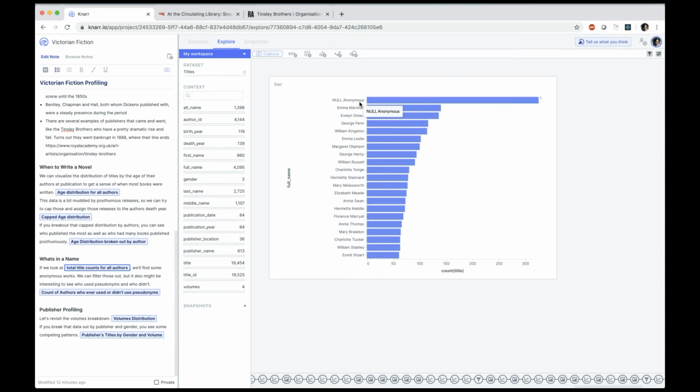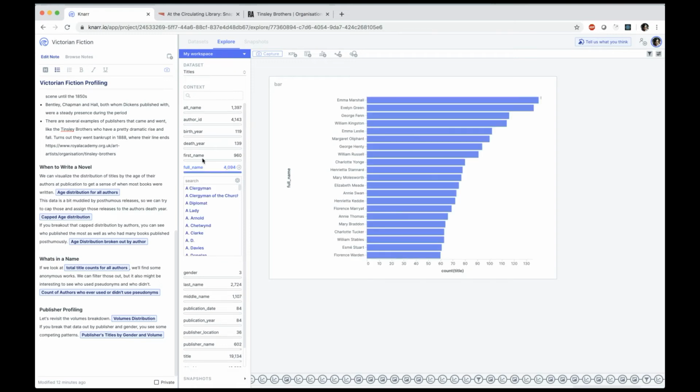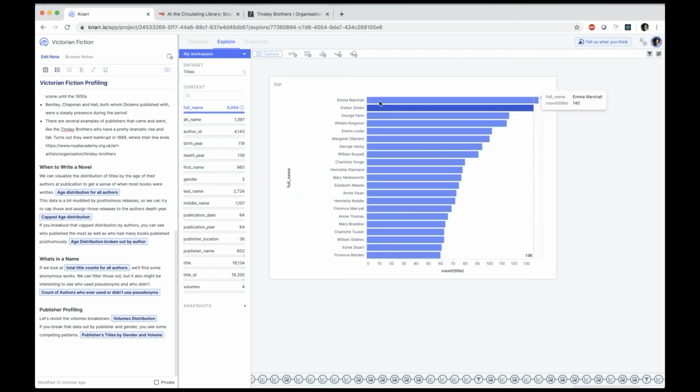Now, maybe we don't want to know about the anonymous ones. That's not really helpful for ranking, so we can just remove that in a few ways. We could just say, don't use anyone that has the word anonymous in their name, and we'll remove that from our selection state and just look at these authors and get a better view.